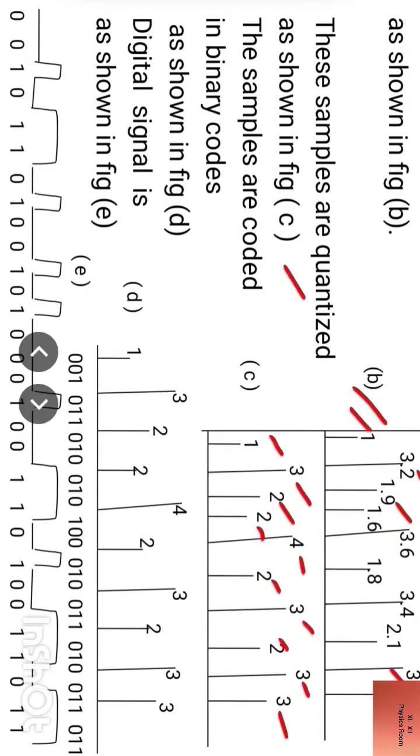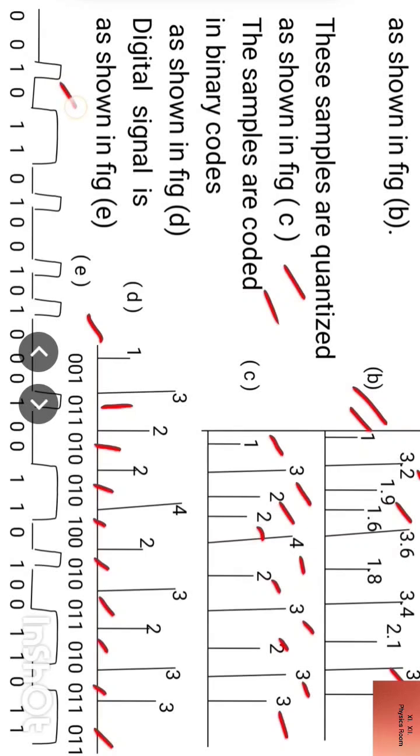Now the quantized samples are coded in binary codes. For 1 we write 001, for 3 we write 011, for 2 we write 010, for 2 again we write 010, for 4 we write 100, for 2 again we write 010, for 3 we write 011, for 2 we write 010, for 3 we write 011, and for 3 again we write 011, and then we convert it into a waveform.